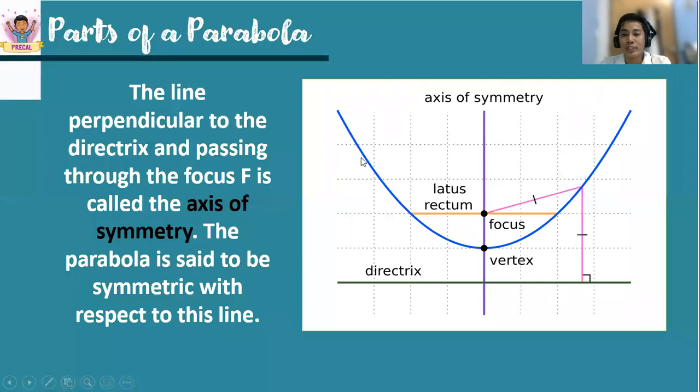As you observe, the parabola which opens upward here is symmetric on this part, and from the vertex it is also symmetric. Meaning every point on the parabola has a corresponding point on the other side of the parabola. So that is where the line of symmetry, or what we call the axis of symmetry, is observed.